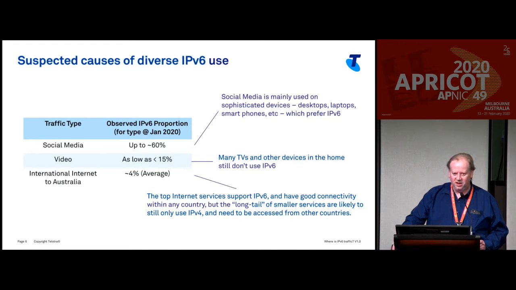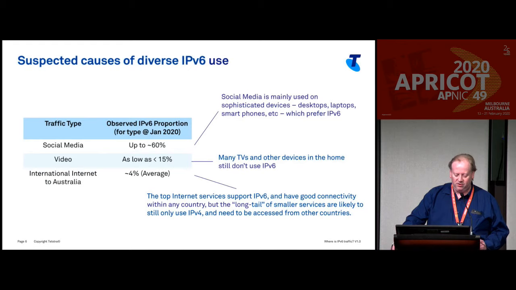My suspicion is that that's because of TVs and other home devices still not using IPv6, that there's not a lot of IPv6 take up in the home. That's speculation. I haven't done personal measurements around multiple homes or anything like that. Again, anybody with evidence on these things, I'd like to see.